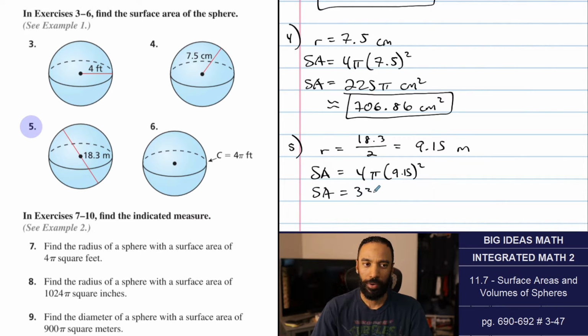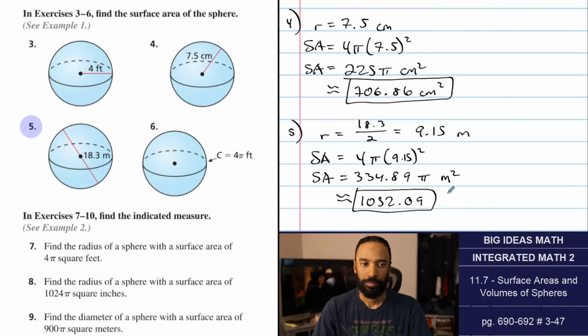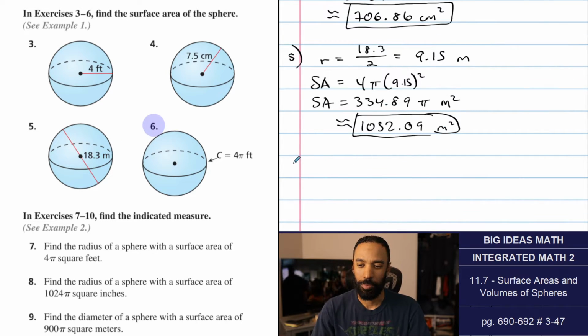So 334.89 times pi square meters. When you round it, you get 1052.09 rounded. Oh, square meters. Okay, that's the first 4 problems. Oh, the first 3, excuse me. The first 3 problems. Let's do the last of the 4 problems.